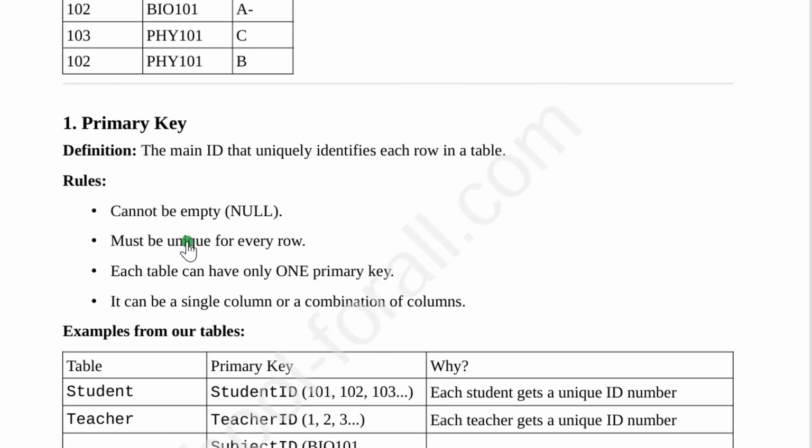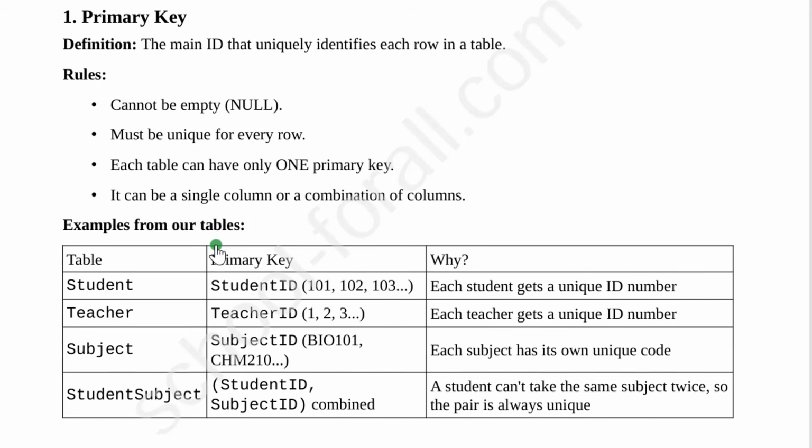The next thing is that it must be unique for every row. Exactly what I was saying. So don't have a primary key that repeats itself in another row. No, it's not working like that. So I think we are done with primary key.